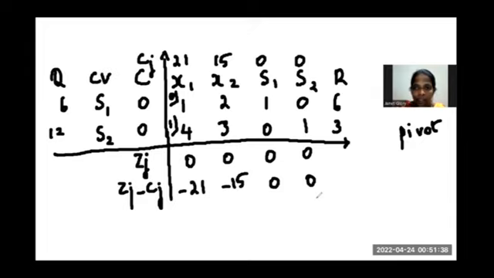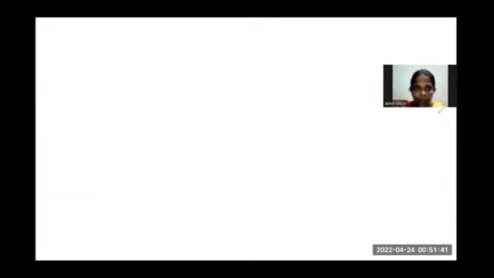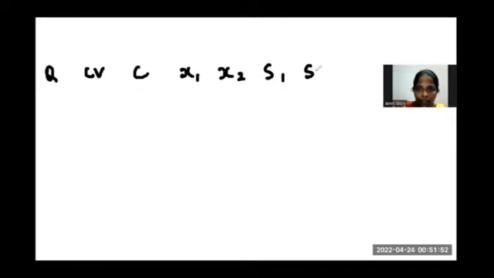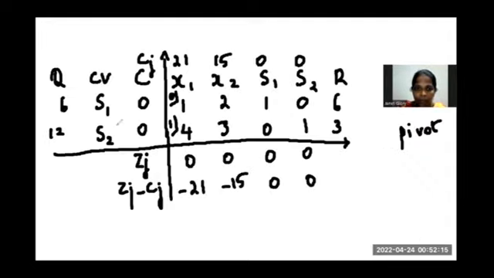So we move on to the next slide to construct the second table. Quantity, current variable, contribution, x1, x2, s1, s2, and ratio R. Under Cj here, it's 21, 15, 0, and 0. We'll have a look at the previous table. As I said already, this is the pivot value 4.